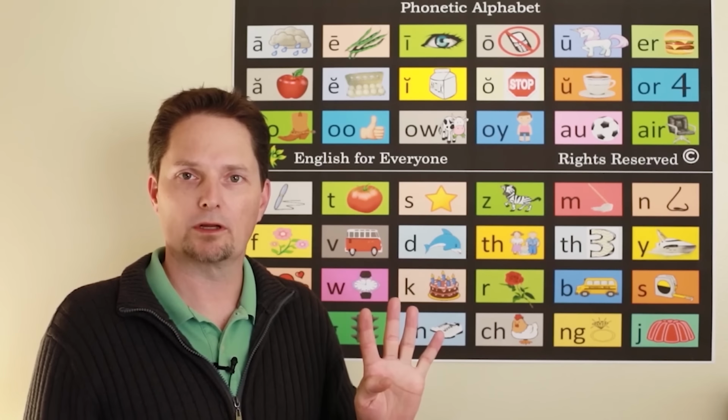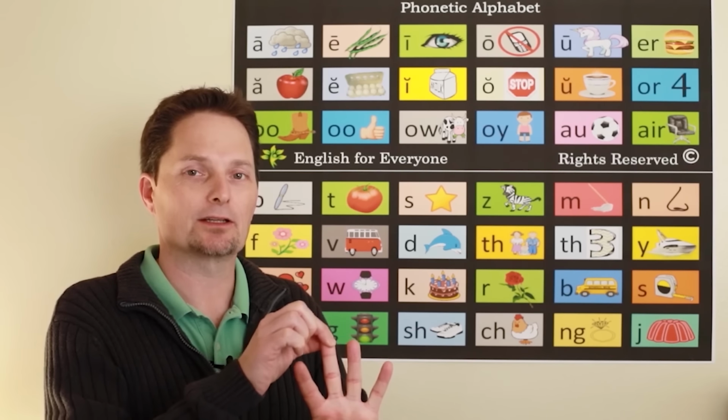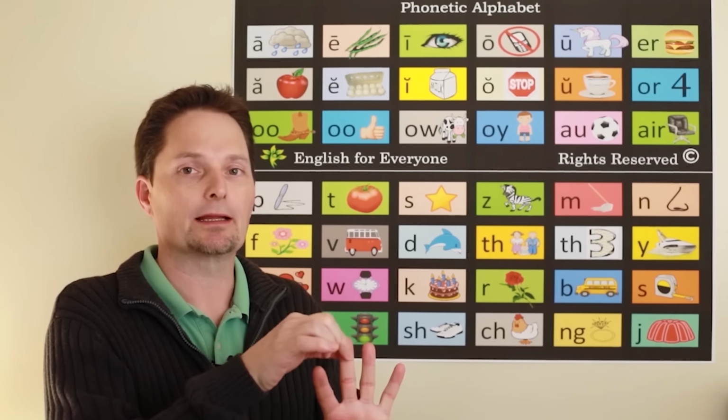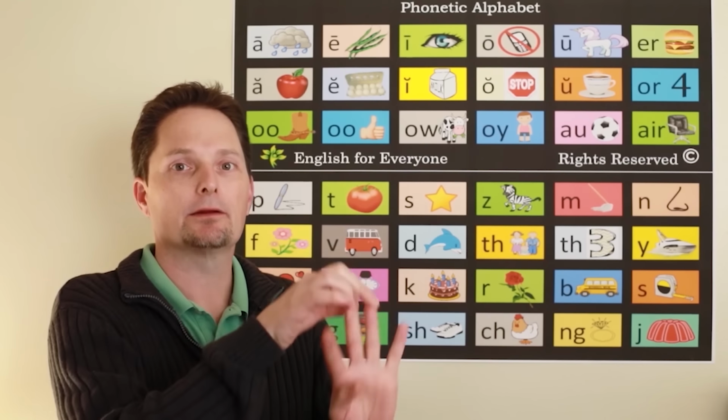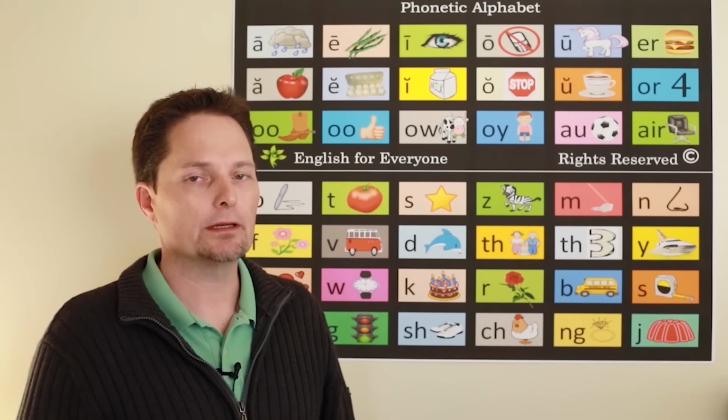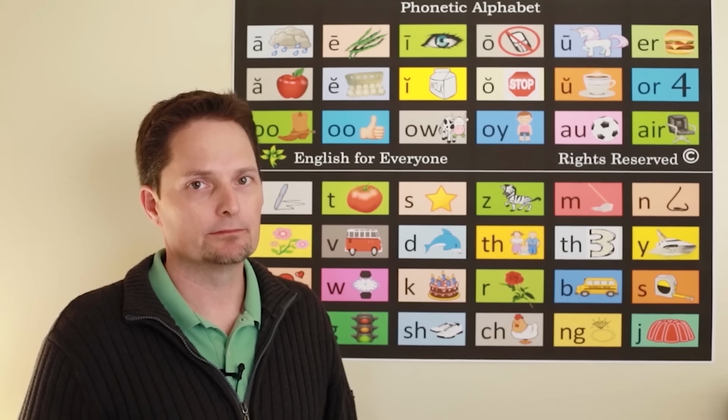Illiterate. Four syllables. Stress on the second syllable. Illiterate. Stress on lit. Illiterate. He cannot read. He is illiterate. Let's practice. He cannot read. Is he illiterate?